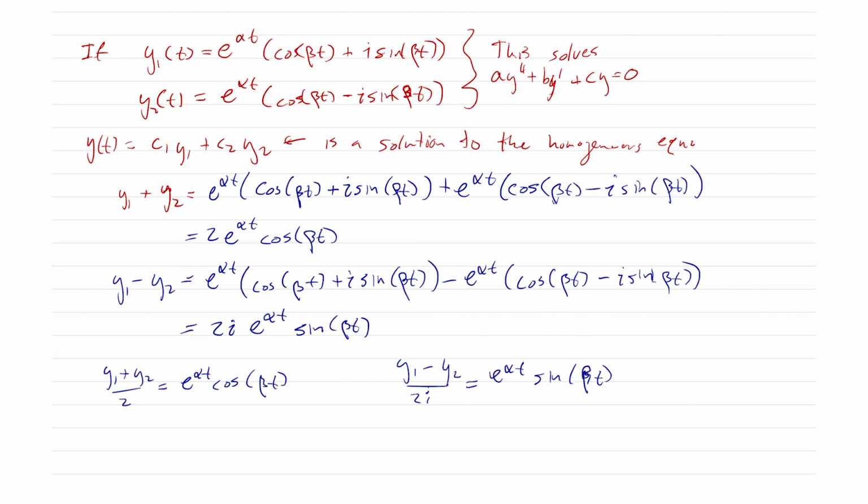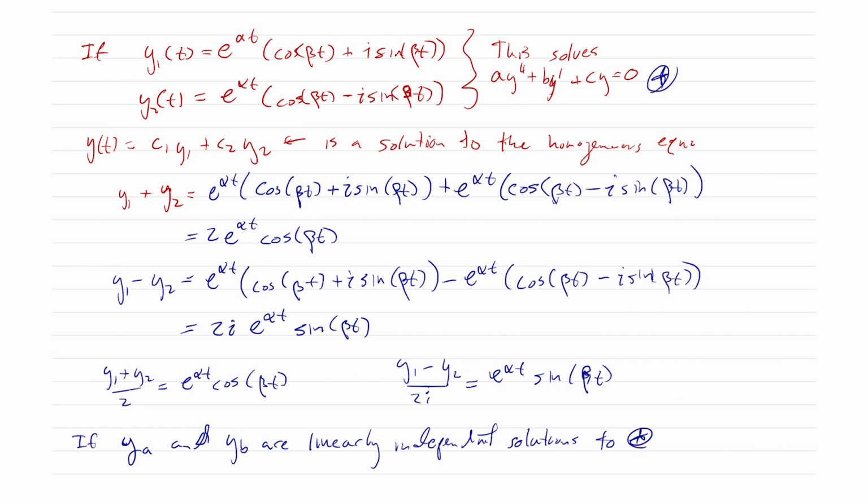So remember last time what we said is that if YA and YB are linearly independent solutions to, say, star, then every solution may be expressed as y of t is equal to CA times YA plus CB times YB.